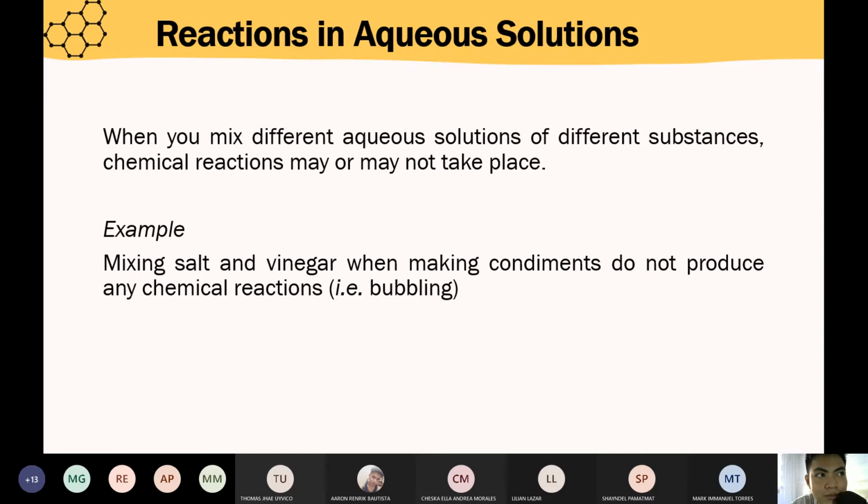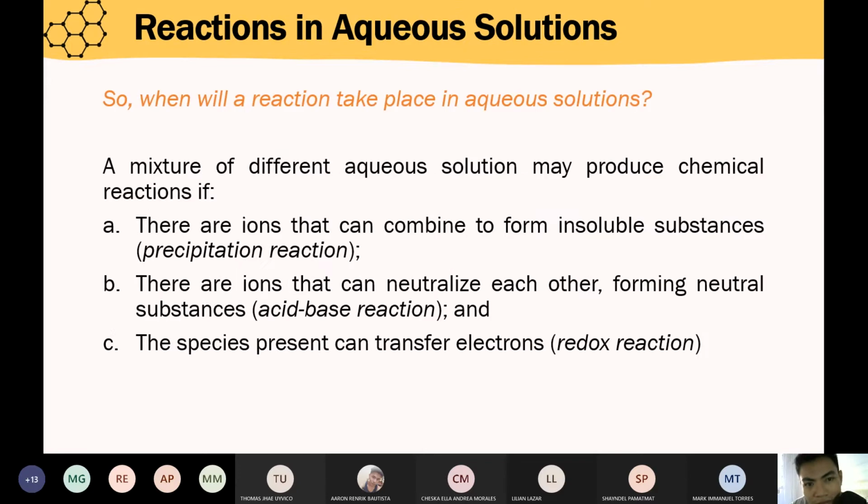Okay? So, ngayon, paano mo malalaman kung magkakaroon ng reaction? Okay? So, here are the criteria that should be met in order for the solutions to react against one another. Okay? So, kahit isa lang dito yung ma-satisfy niya, good yun. Okay? So, these are the requirements for reactions in aqueous solution to occur. Otherwise, kapag hindi na-meet tong criteria na to, walang mangyayari. Magdi-dissolve lang sila to form homogeneous mixture.